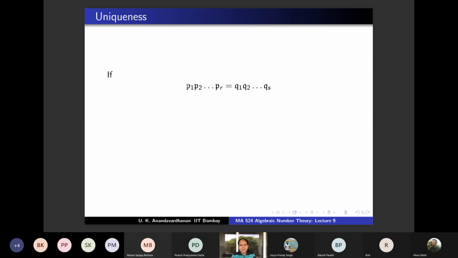So P1 divides this, therefore P1 divides this. But if P1 divides this and P1 is a prime ideal, therefore what can you say? P1 divides this means this product is contained in P1. But P1 is a prime ideal. Therefore, what can you say? One of them is contained in P1. So P1 divides one of these, that is, Qi is contained in P1 for some i.